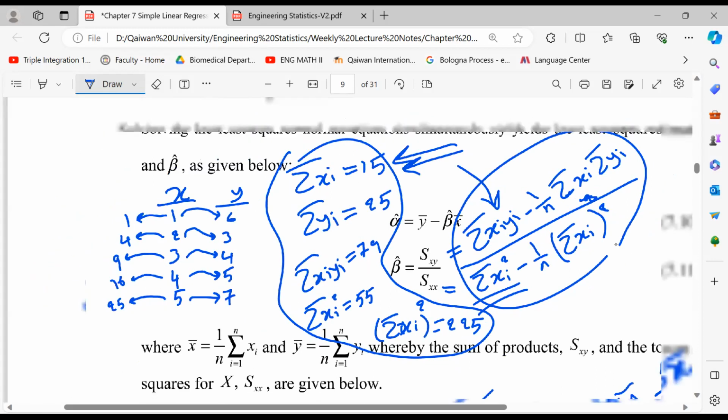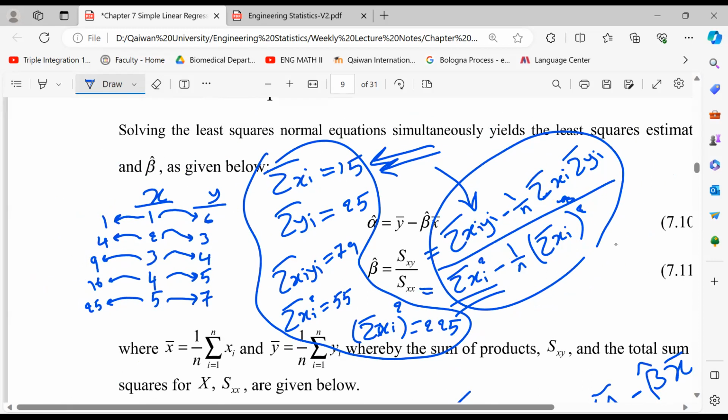After finding beta hat, look here, n is 5 for this sample that we took. As we have only 5 data for x and y, n is the number of data for x or for y. Both must be the same. So both are 5, and here n is 5.